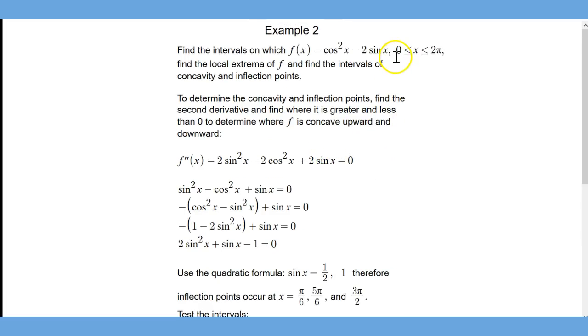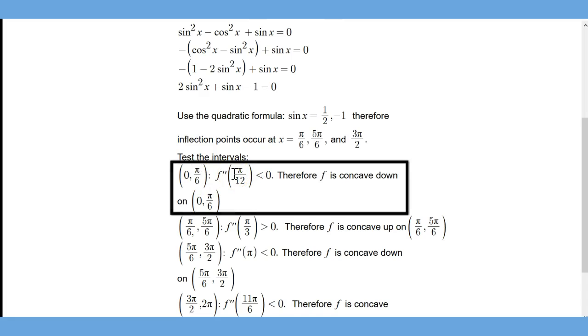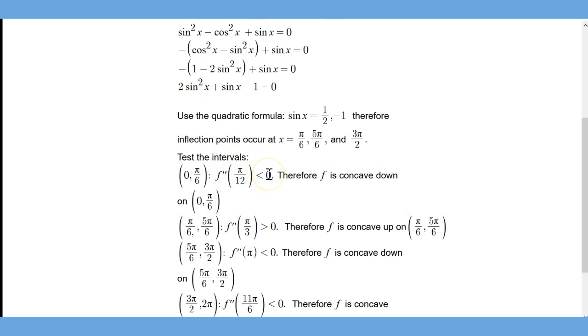So this interval, remember, was 0 to 2 pi. So this happens when x is pi over 6, 5 pi over 6, and 3 pi over 2. So we have to test around pi over 6. I'm testing the second derivative now because I want to see where it's concave up and concave down. Testing 0 to pi over 6, I use pi over 12, and evaluating the second derivative there, I get a value less than 0. So f is concave down because the second derivative is less than 0 on this interval.